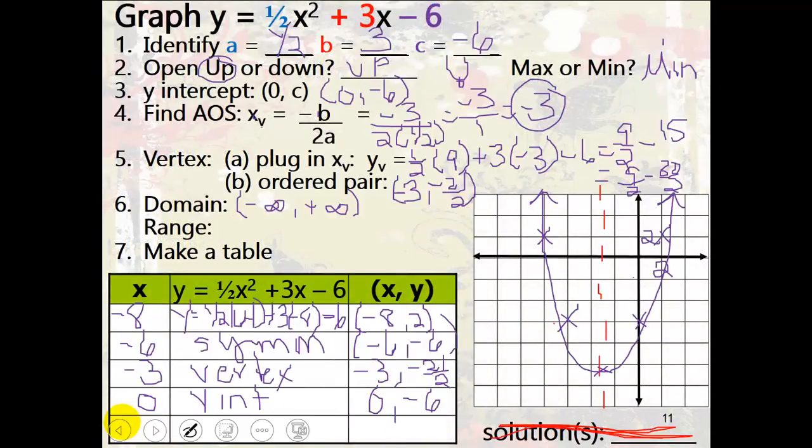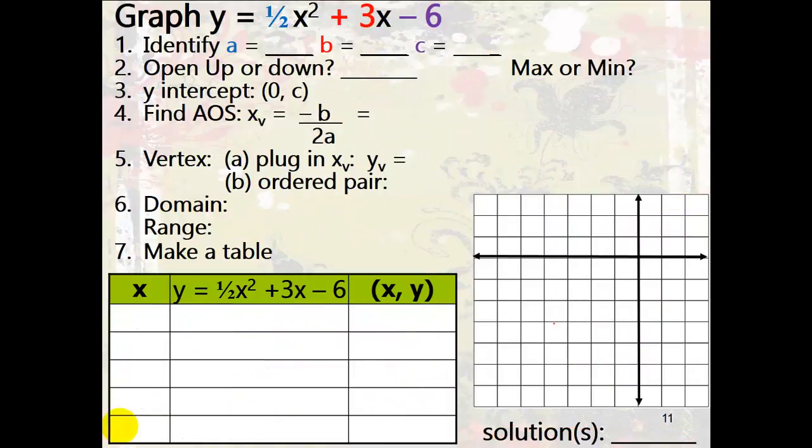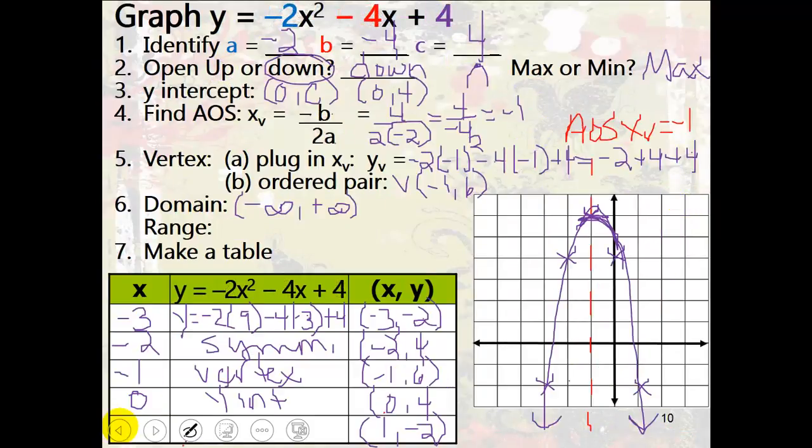All right, so look, this is opening up. So that means my smallest value is going to be at negative 21 halves, up to positive infinity, because this is my smallest value. And my largest value just keeps going up and up. And on this one, my largest value is my vertex, so that means I'm going to go from negative infinity to 6, just like that.